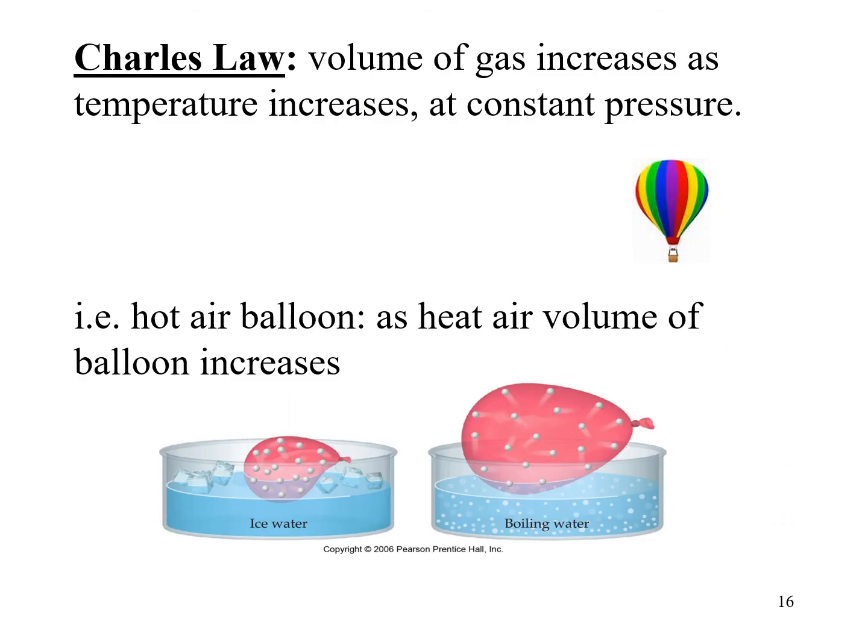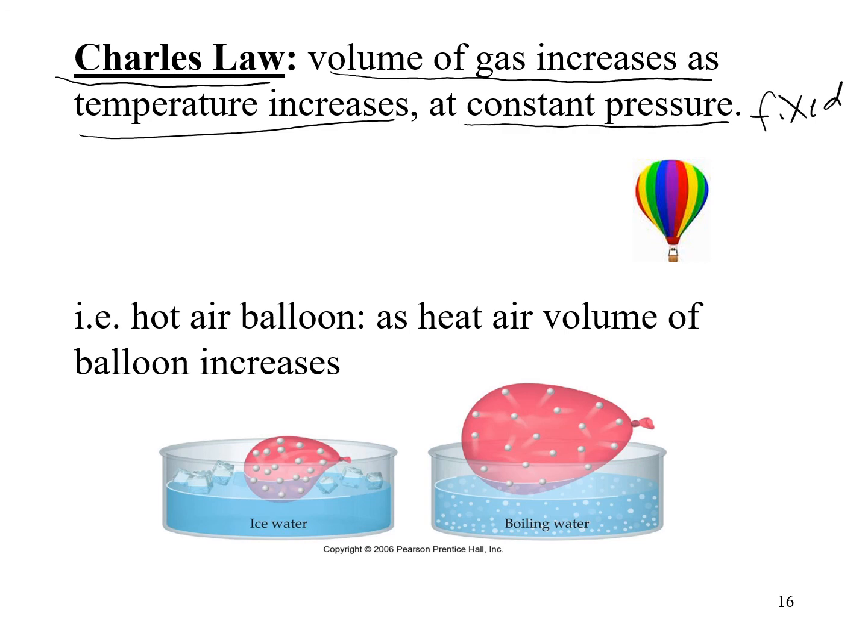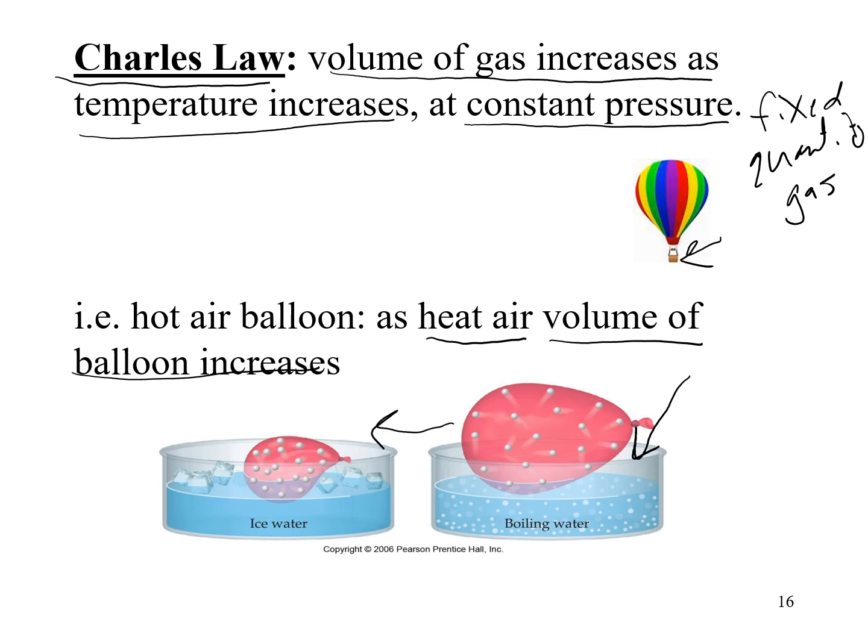In the 18th century, Jacques Charles developed Charles' law, which states the volume of a gas increases as temperature increases at constant pressure for a fixed quantity of gas. Now, Jacques Charles was a hot air balloonist, so this is how he developed his law. He observed that when the air is heated, the volume of the balloon increased. You can also think about if I have a balloon that's in boiling water, if I decrease the temperature and put the balloon in ice water, the volume will decrease as well.